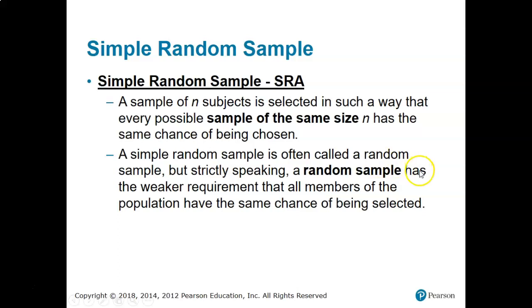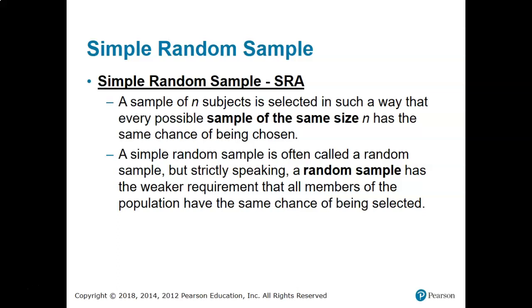Okay, a simple random sample is kind of the gold standard, so to speak, for sampling, and we abbreviate that as SRS. When you talk about a simple random sample, our definition is a sample of n subjects is selected in such a way that every possible sample of the same size n has the same chance of being chosen. A lot of times we talk about random samples, and a random sample would just be like if we reach into a bag of marbles and we pick out one marble, every marble in the bag has the same chance of being selected. So we're doing a random sample.